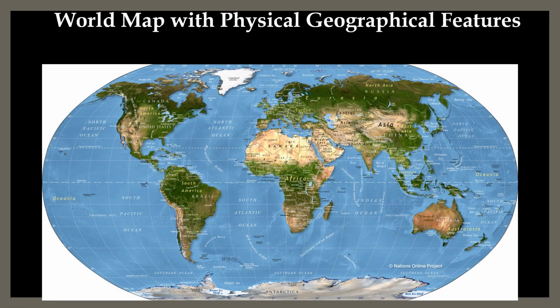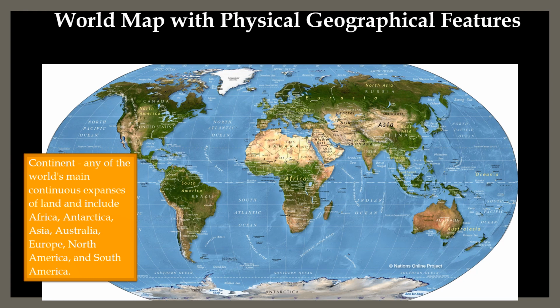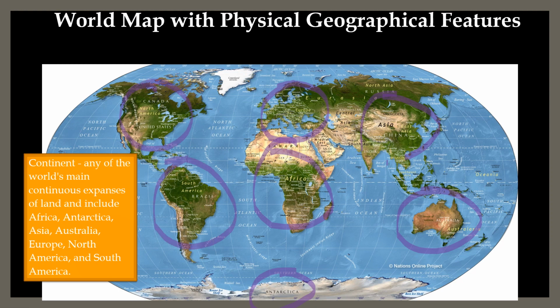Look at is a world map with physical geographical features. And on this map, we have some key things that we're going to look for. First up are the continents. So we have any of the world's main continuous expanses of land is basically what we consider a continent. And what they include for us is Asia, Africa, Antarctica, Australia, Europe, North America, and South America. So those are our 7 major continents.